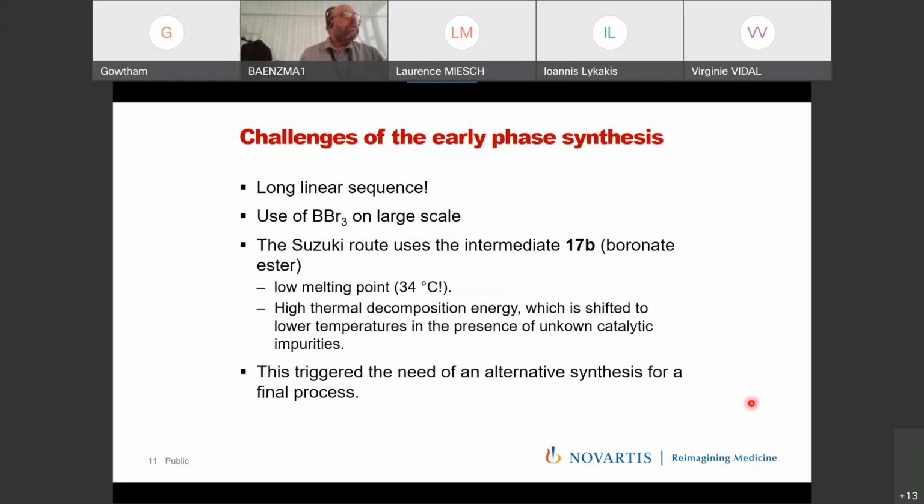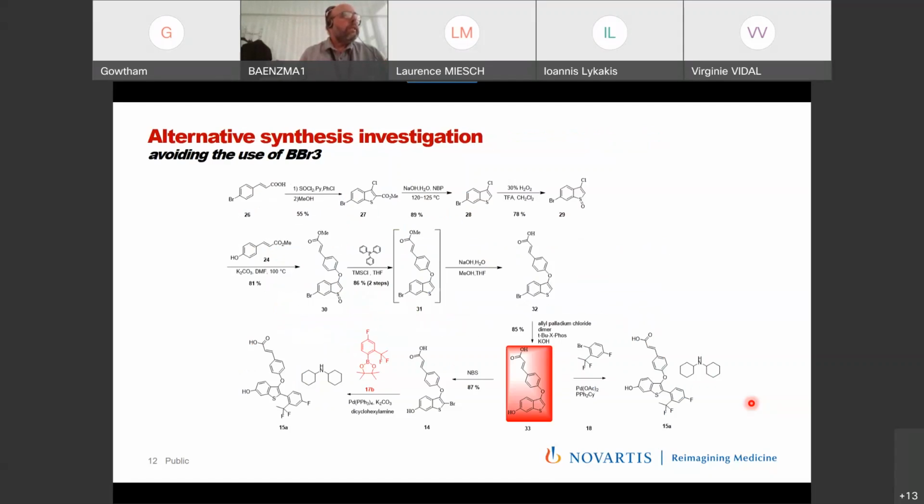So the challenges of this early phase synthesis were still the long linear sequence, the use of PBr3 on large scale, and the use of this boronate ester 17B with a low melting point and a high thermal decomposition energy, and this triggered the need for an alternative synthesis for the final process. We thought, why not use a halo cinnamic acid, where the halo atom would be the masking of a hydroxy group, which is shown here.